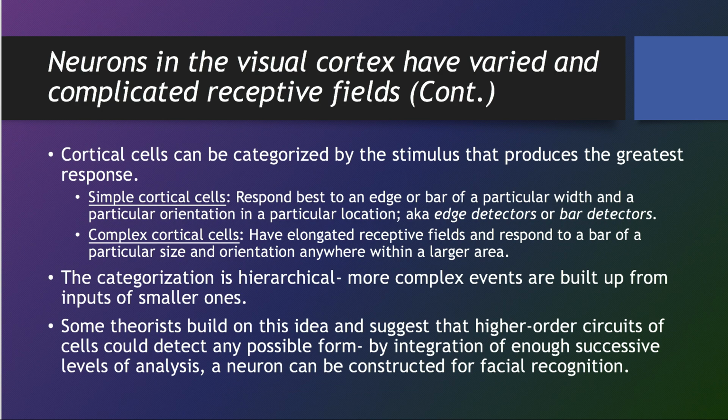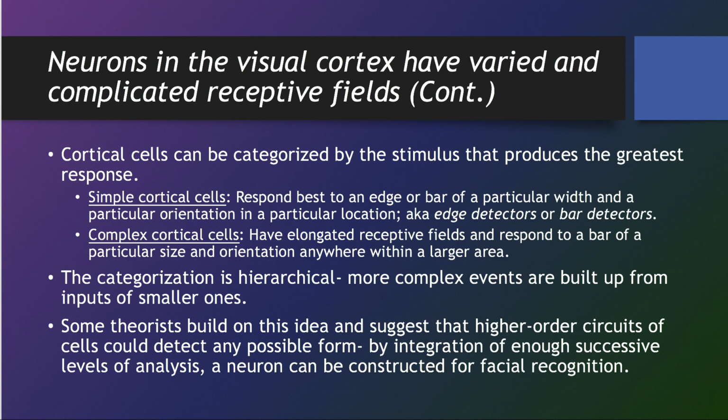The categorization is hierarchical. More complex events are built up from inputs of smaller ones. For example, a simple cortical cell receives input from a row of LGN cells, and complex cortical cells receive input from a row of simple cortical cells.